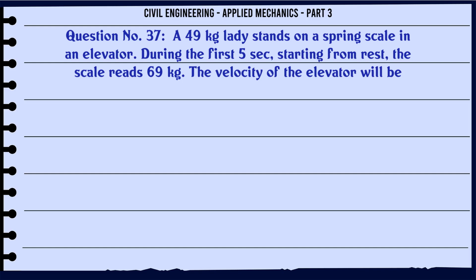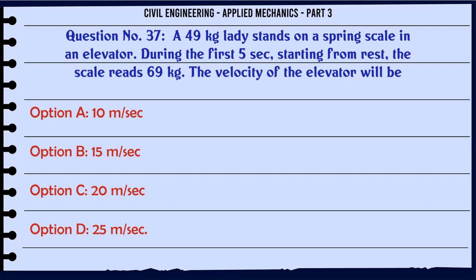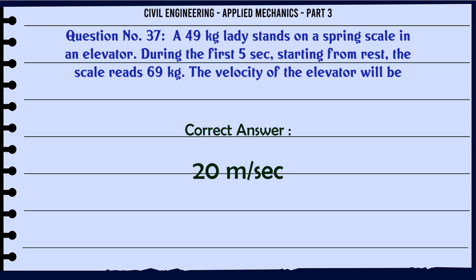A 49 kilogram lady stands on a spring scale in an elevator. During the first 5 seconds starting from rest, the scale reads 69 kilograms. The velocity of the elevator will be A. 10 m/s, B. 15 m/s, C. 20 m/s, D. 25 m/s. The correct answer is 20 m/s.